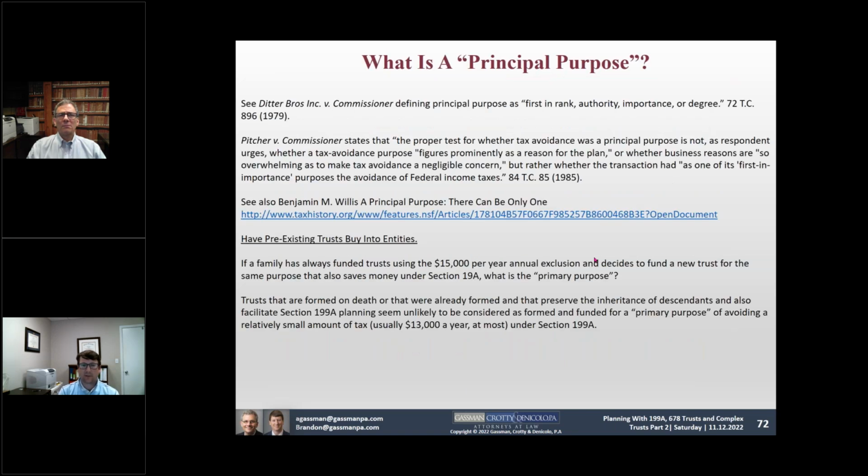So what is the principal purpose? There's been some case law on this. There's the Ditter Brothers case, that's first in rank, authority, importance, or degree. So we just come up with other reasons. The creditor protection is the primary reason, could be one. The estate plan could be another reason. Alan, can you think of other reasons why a trust might be used other than just to avoid tax?